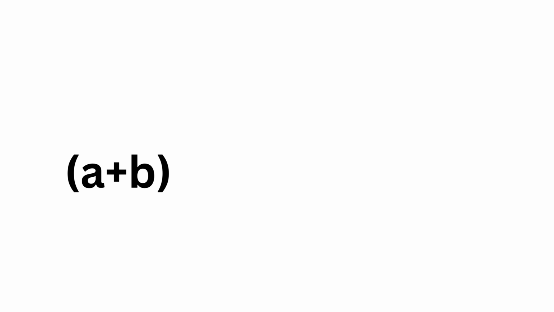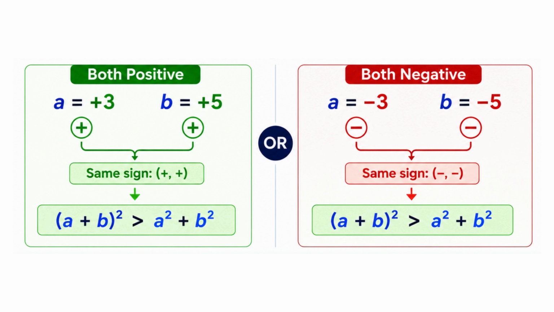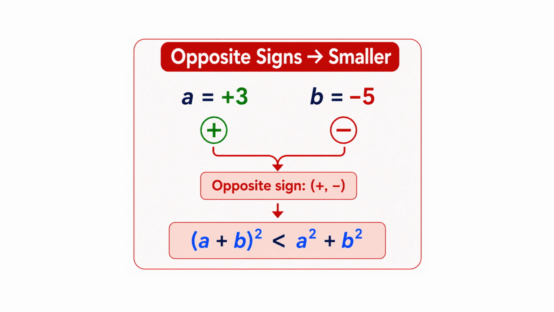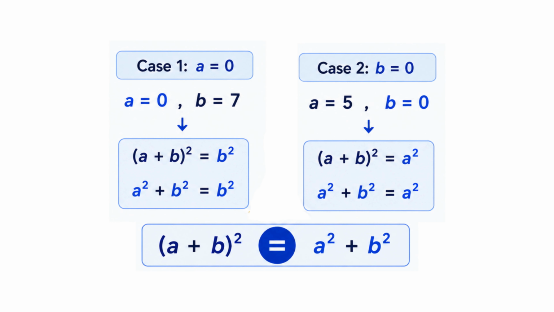Since (a + b)² = a² + b² + 2ab, if a and b have the same sign, then (a + b)² is greater than a² + b². If they have opposite signs, then (a + b)² is less than a² + b². And if either a or b is 0, the 2 expressions are equal.